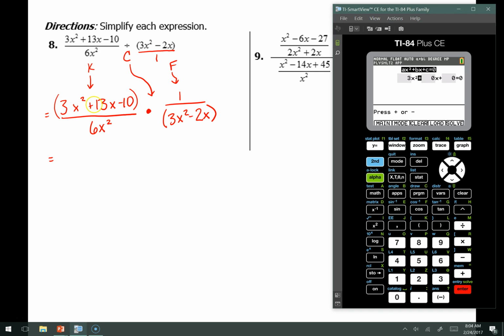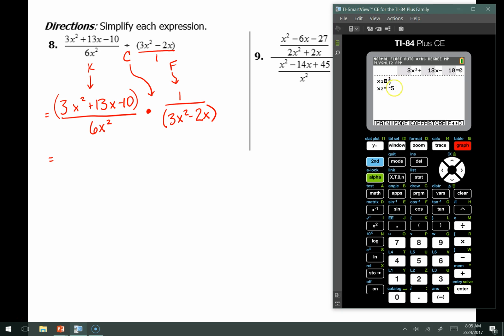My sign is a plus sign. My second coefficient is 13. Then I've got a minus sign and 10. Your calculator may ask you slightly differently. It may say A2, A1, A0. You're just putting in these coefficients, 3, 13, and negative 10. Once I've got those plugged in, I am going to hit solve by hitting the graph button again.